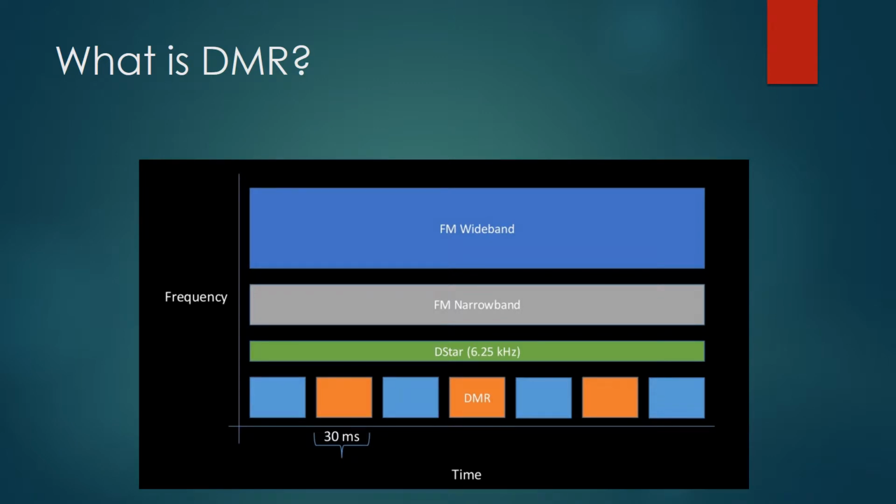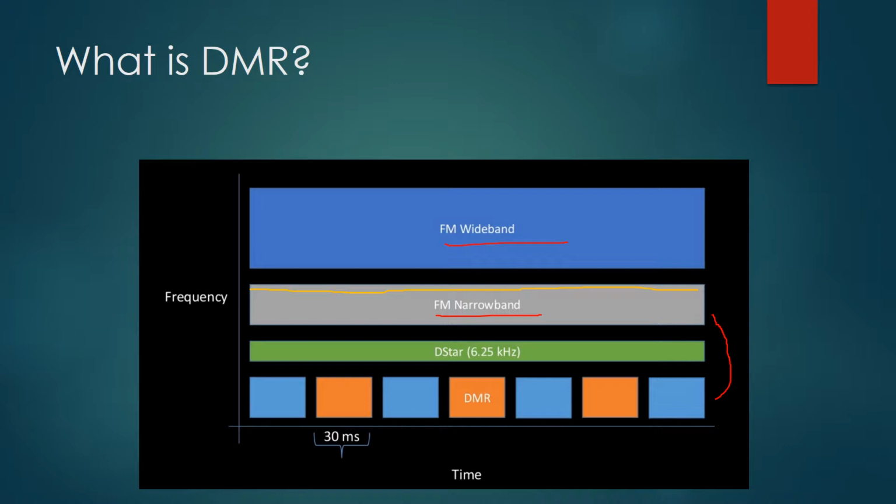So in this diagram, you can see a couple of different modulation standards. There's FM wideband, there's FM narrowband, there's D-star, and then you see down here DMR. DMR uses the same amount of RF spectrum as narrowband FM, but you can see instead of a solid constant signal the entire time that somebody's transmitting, DMR instead breaks the signal up into two blocks.